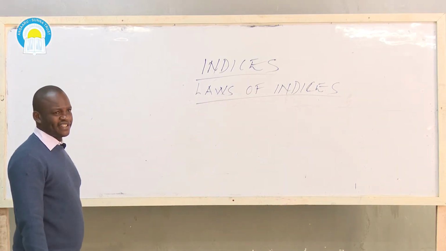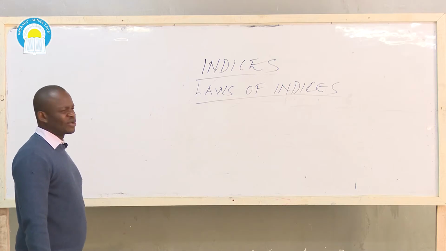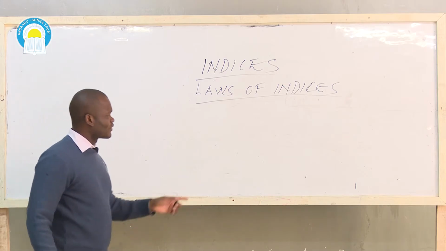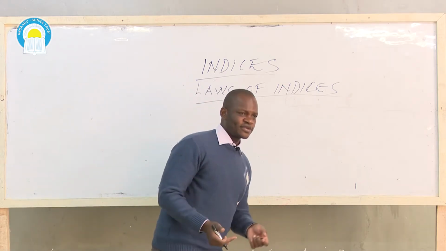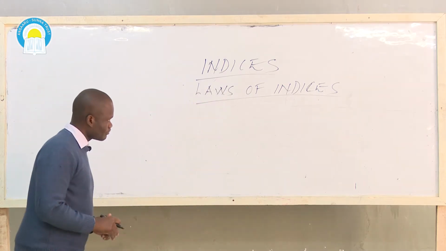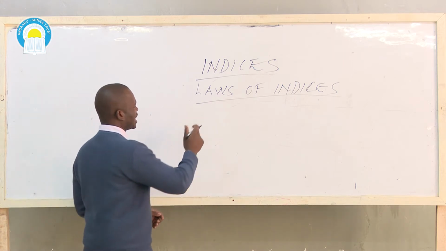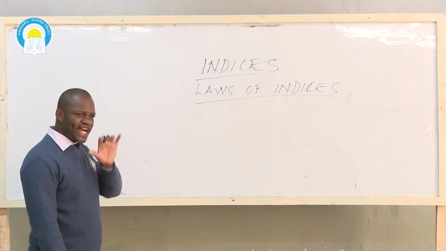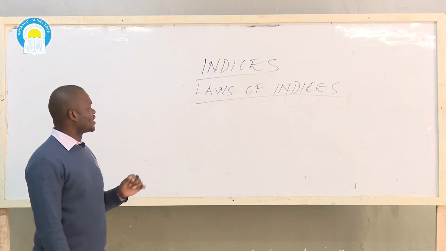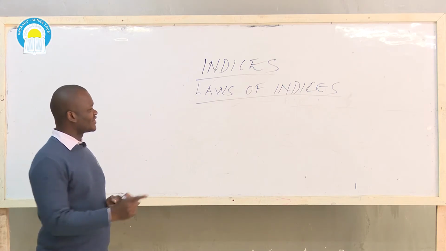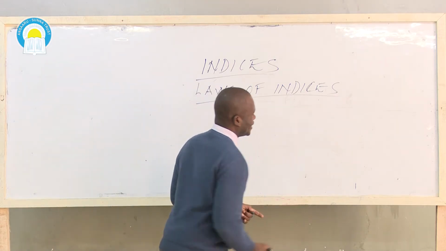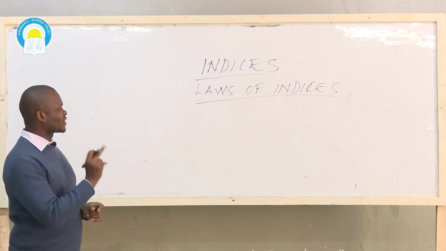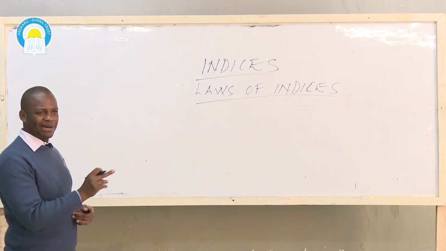Laws of indices. Now, we can have about nine of them. We discuss each one at a time, then of course give examples, then go to the next. Now, the moment you hear the word law, we normally have a condition somewhere. So if you want to understand these laws, just be able to note the conditions attached to a particular law.